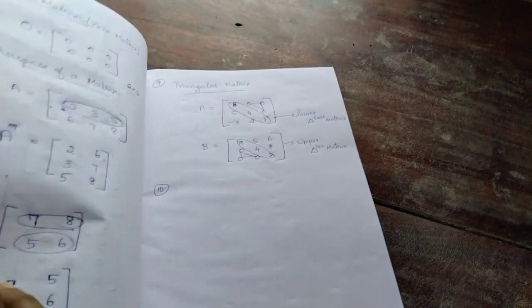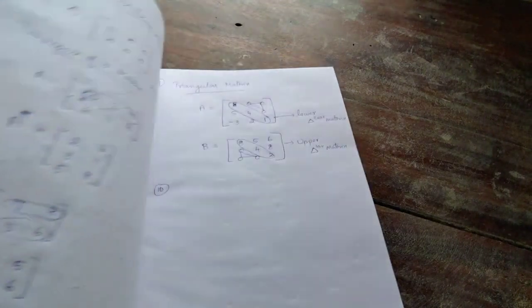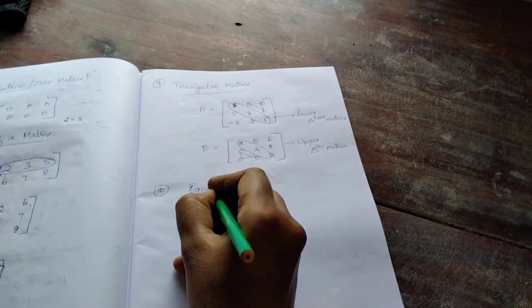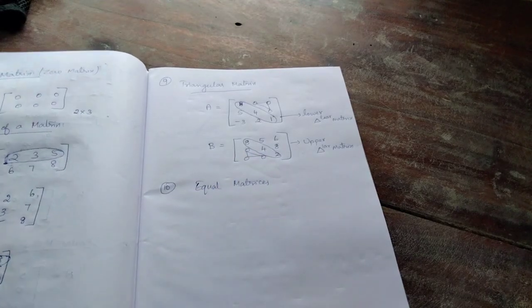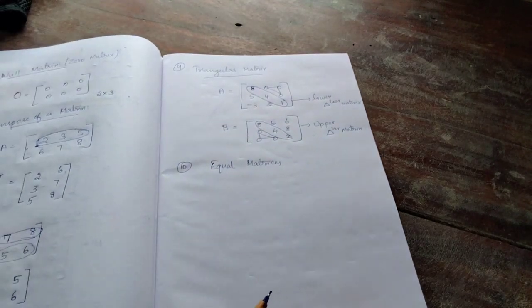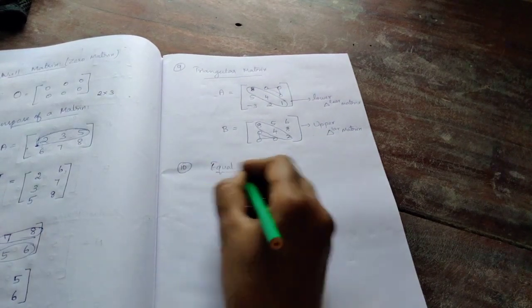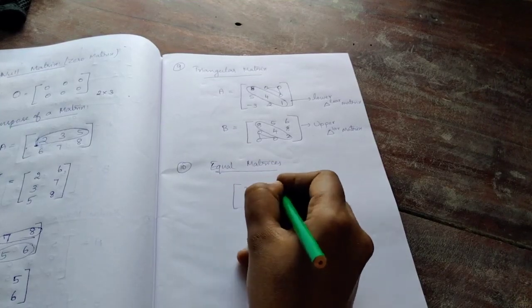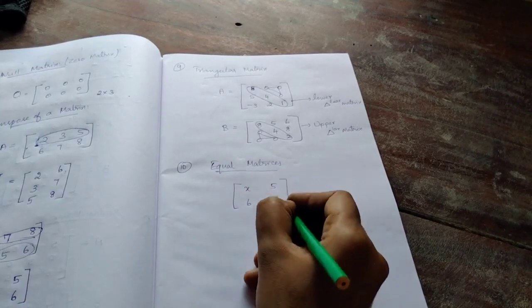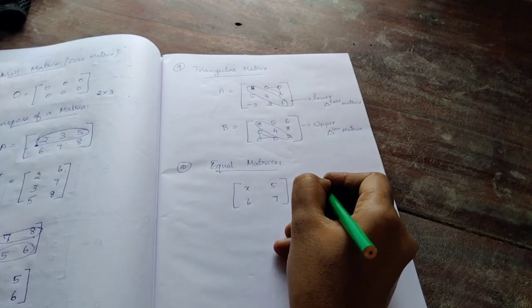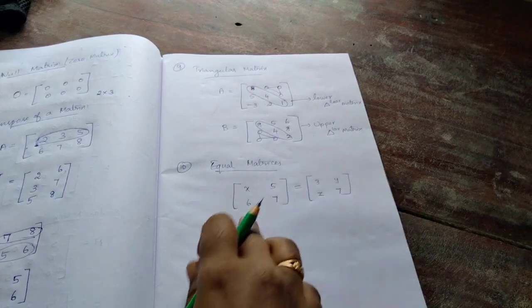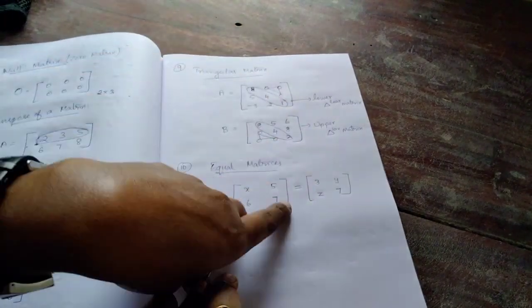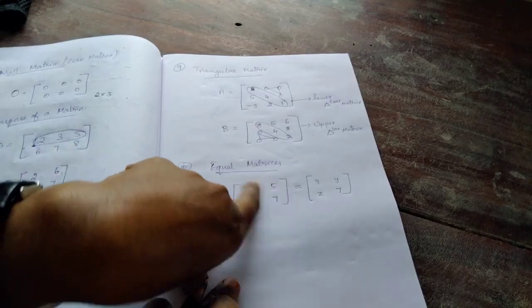What is the next matrix? Equal matrices. What's the meaning of equal matrices? Two matrices are said to be equal if their corresponding elements are equal. That means if A is equal to B, suppose I write x, 5, 6, 7 equal to 3, y, z, 7. These two matrices are equal because of the equal to sign. So all the entries are equal.